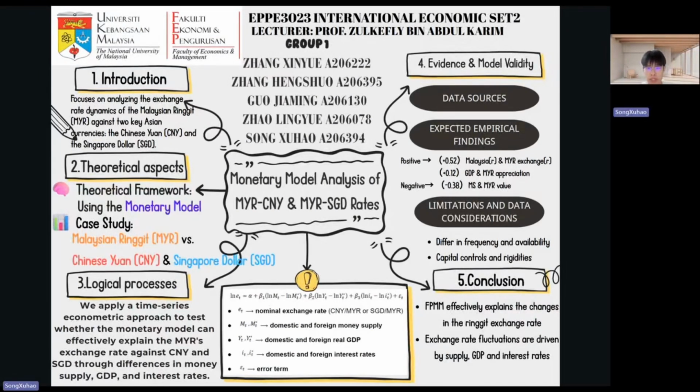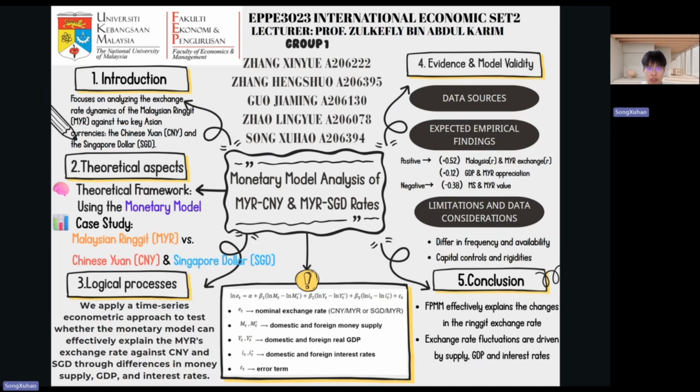Hello everyone, my research is based on the flexible price monetary model and explores the macroeconomic factors that affect the fluctuation of the Malaysian ringgit against the RMB and the Singapore dollar. Through regression analysis of quarterly data from the first quarter of 2023 to the first quarter of 2025, I found that an increase in money supply will significantly lead to depreciation of the ringgit, while economic growth will help the ringgit appreciate. Although the impact of interest rate differences is only marginally significant, its positive coefficient shows that higher domestic interest rates help attract capital inflows and support the appreciation of the local currency.